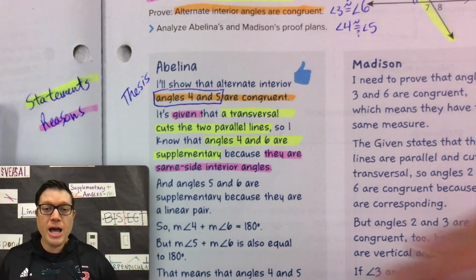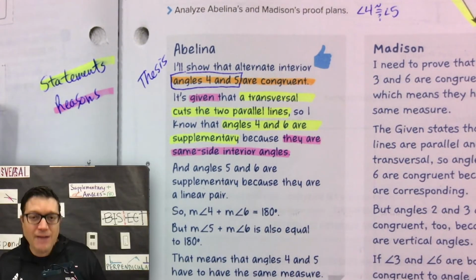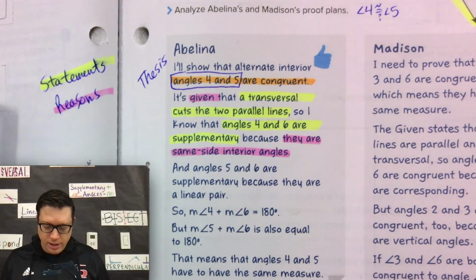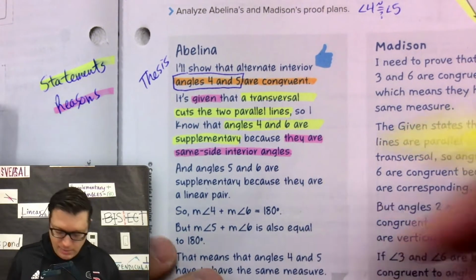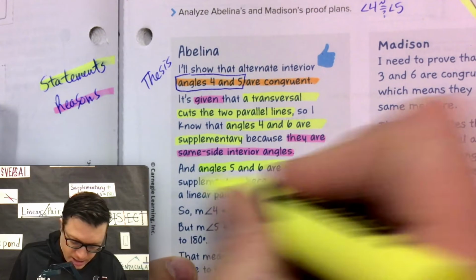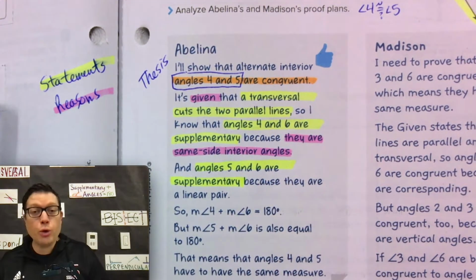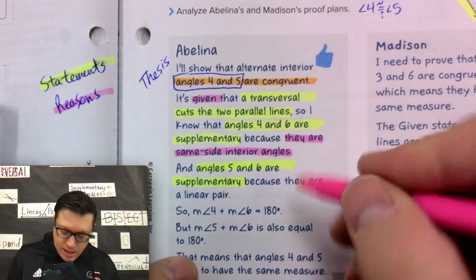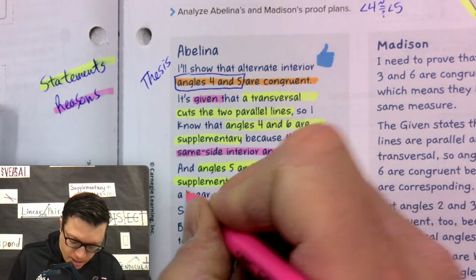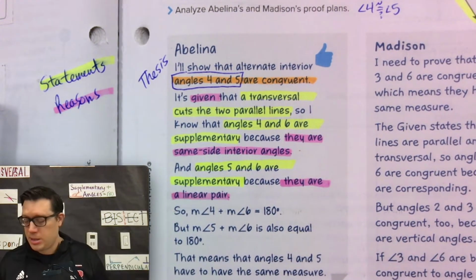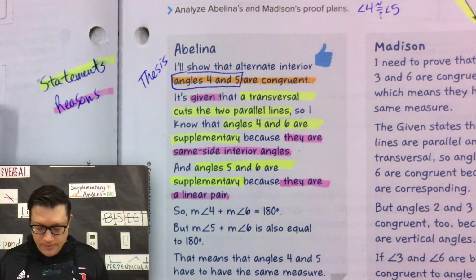Okay? The next up is angle 5 and angle 6 are supplementary. So that's a statement. Angle 5 and angle 6 are supplementary. And the reason is because they are a linear pair. Again, statements in yellow, reasons in pink.